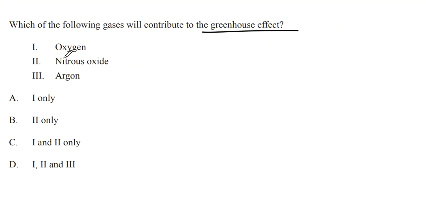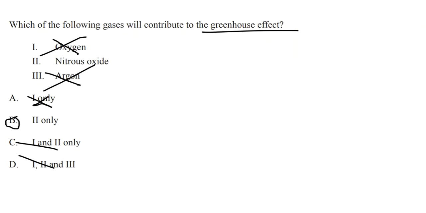I know that oxygen does not contribute to the greenhouse effect. It's pretty good as a gas. We need it, and it's not really considered a greenhouse gas anyway. Argon is also not discussed, so you can eliminate A, C, and D, leaving B behind as our correct answer.